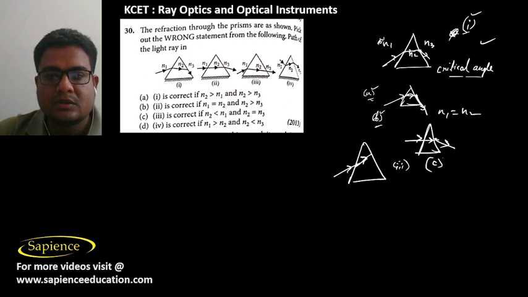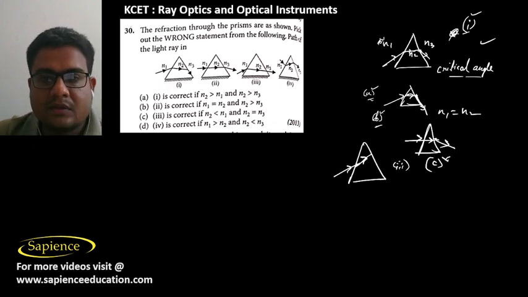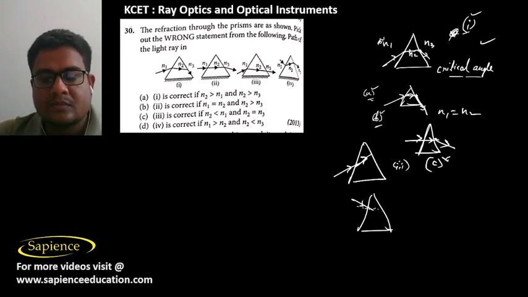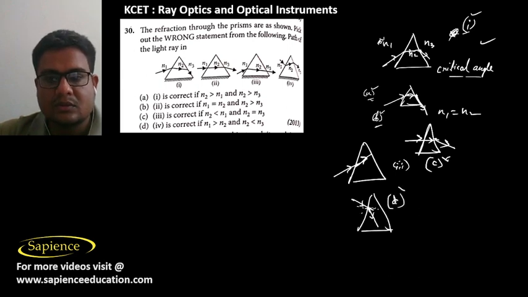That means that option C is wrong, and option D, fourth one, is correct if n1 is greater than n2. So if n1 is greater than n2, n2 is less, so it will bend away from the normal. It will be like this. So option D is also a wrong statement. So we have to choose the wrong statement. So C and D are the correct answers.